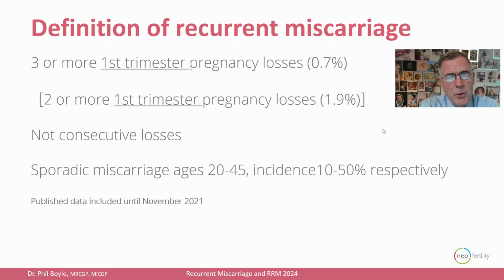The guide from the Royal College of Obstetricians still stuck with the traditional definition of 3, but they said using your own clinical judgment, sometimes it's more appropriate after 2 losses to begin investigations and treatment. And they say that it doesn't have to be consecutive losses. So if you have a live birth mixed in with your 2 losses, then it's reasonable to begin investigations and treatment.